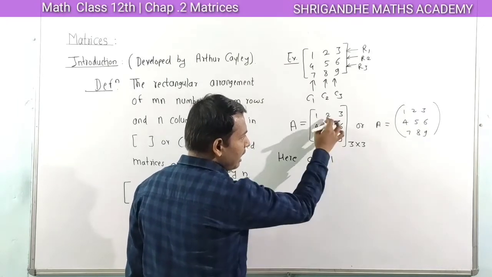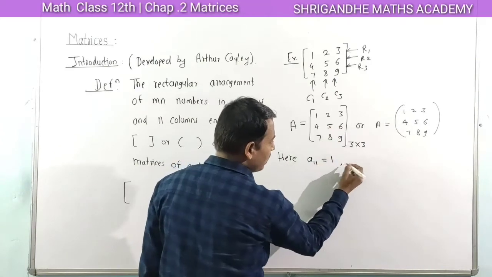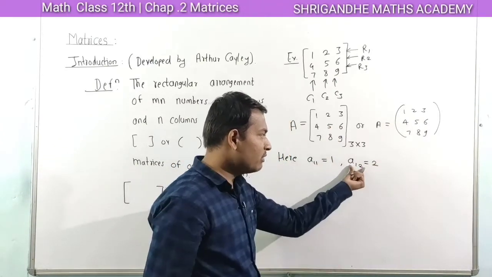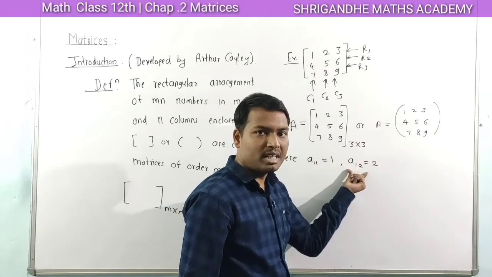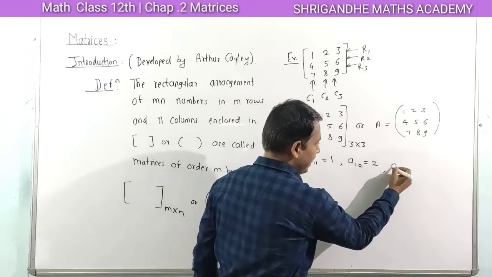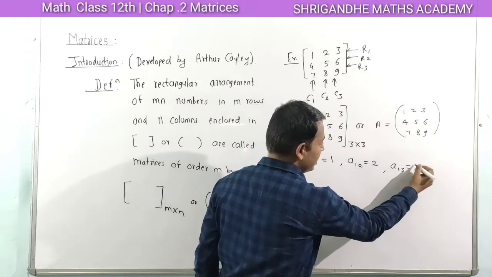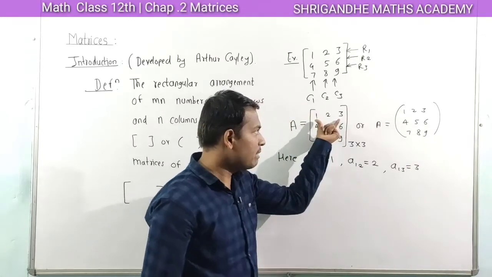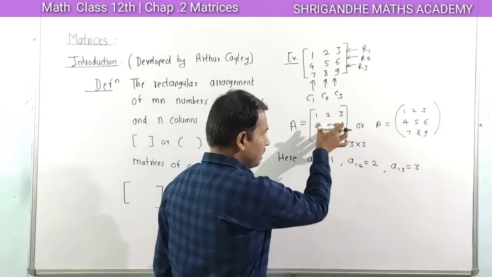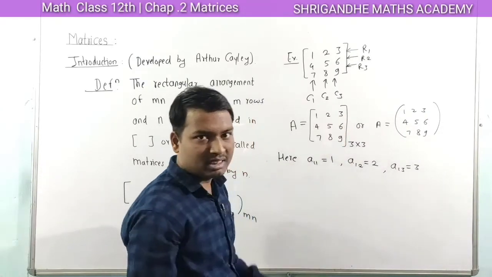Now similarly A12 is equal to 2. That is the element in first row and second column. A13 is equal to 3. That is the element in first row and the third column. Clear? Now this is done for the first row, the elements in the first row.